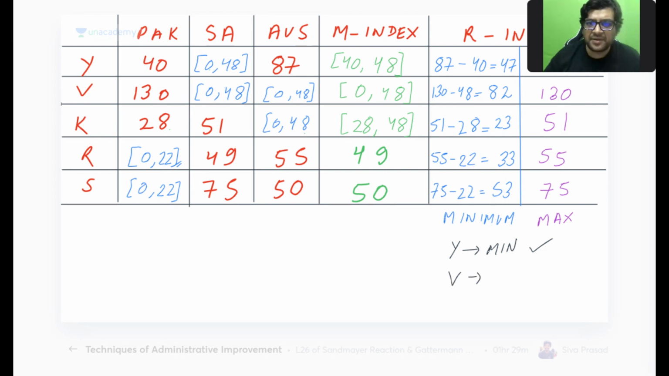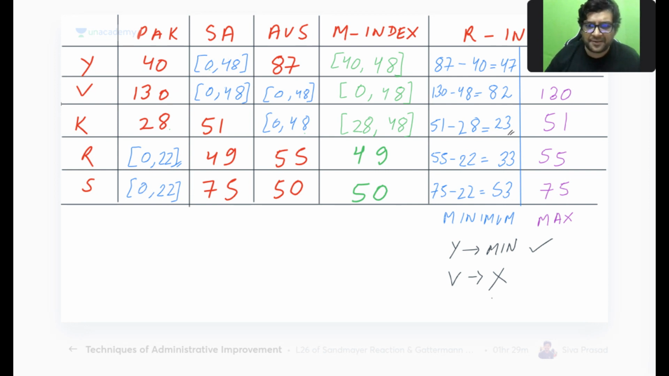Can Virendra be minimum? If I take Virendra as 82, then no. Virendra cannot be minimum because the others will still be above him. So Virendra cannot be the minimum value.